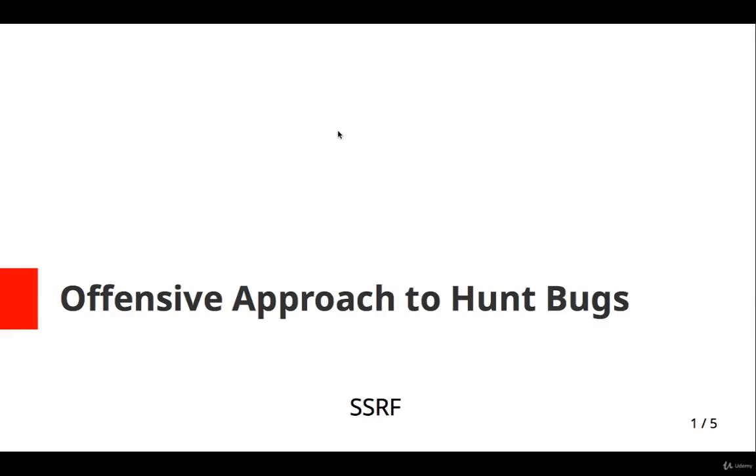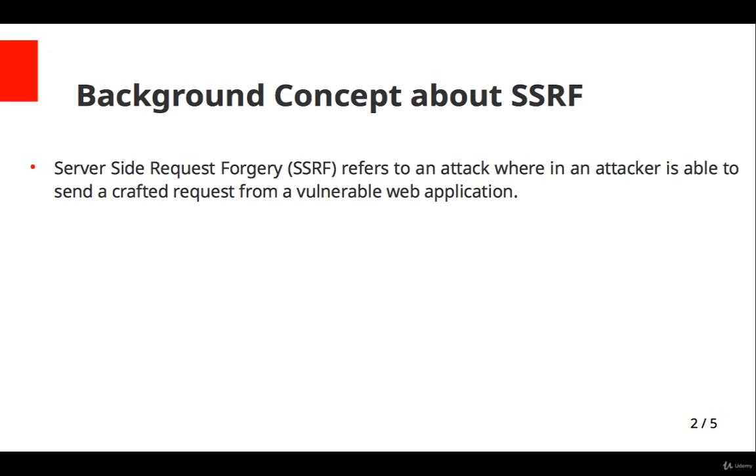Now we will see SSRF vulnerability, server-side request forgery. Let's talk about the background concept about this vulnerability. This vulnerability is also referred to as external service interaction or out-of-band resource load. A server-side request forgery vulnerability allows an attacker to change a parameter used on the web application to create a controlled request from the vulnerable server.